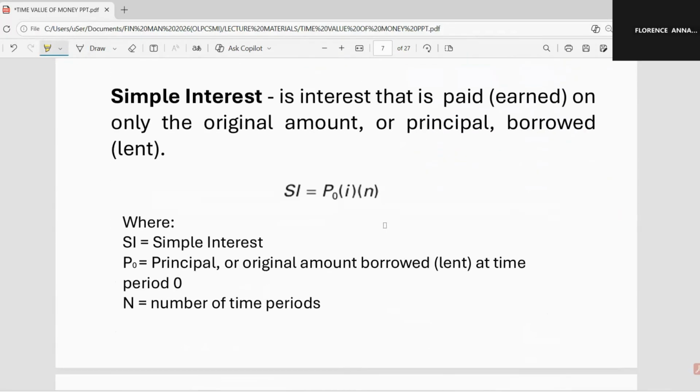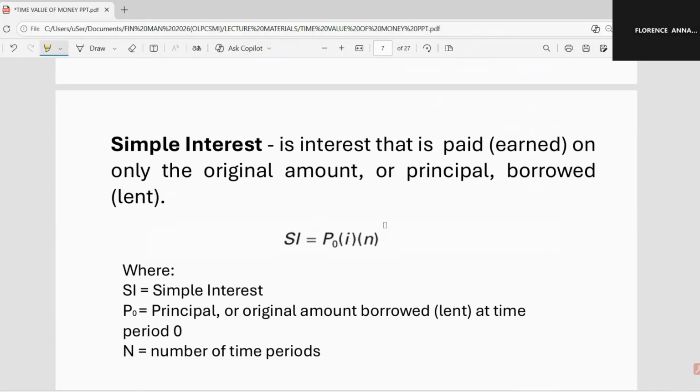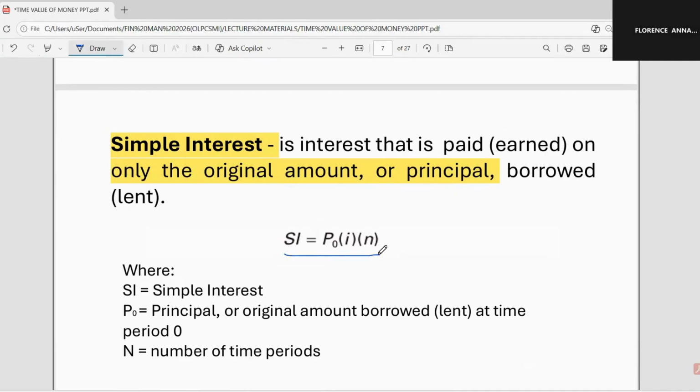So, meron tayong two ways to compute interest. Ito yung ating simple interest and compound interest. Pag sinabi nating simple interest, it is the interest that is paid or earned only on the original amount. So, take note that it is only on the original amount or principal borrowed or lent. So, the formula for computing simple interest is the principal times interest times the number of time periods.